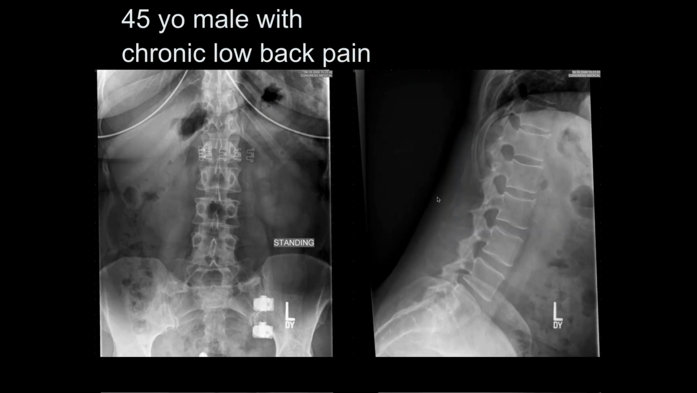Okay, see who's next? Thomas, what do you think of this case? 45-year-old male with chronic low back pain, and looks like there's a transitional vertebral body at S1.